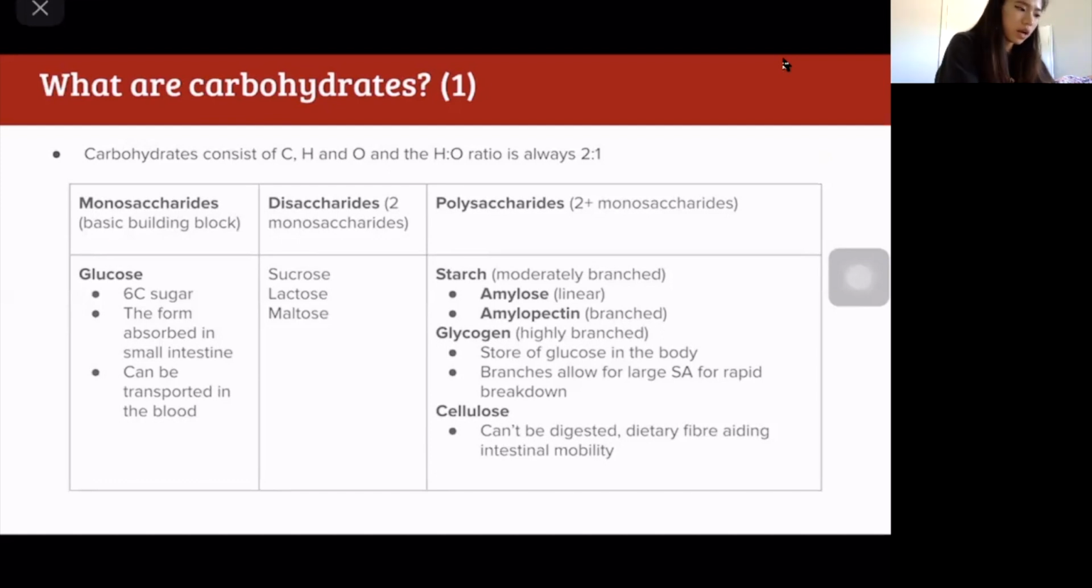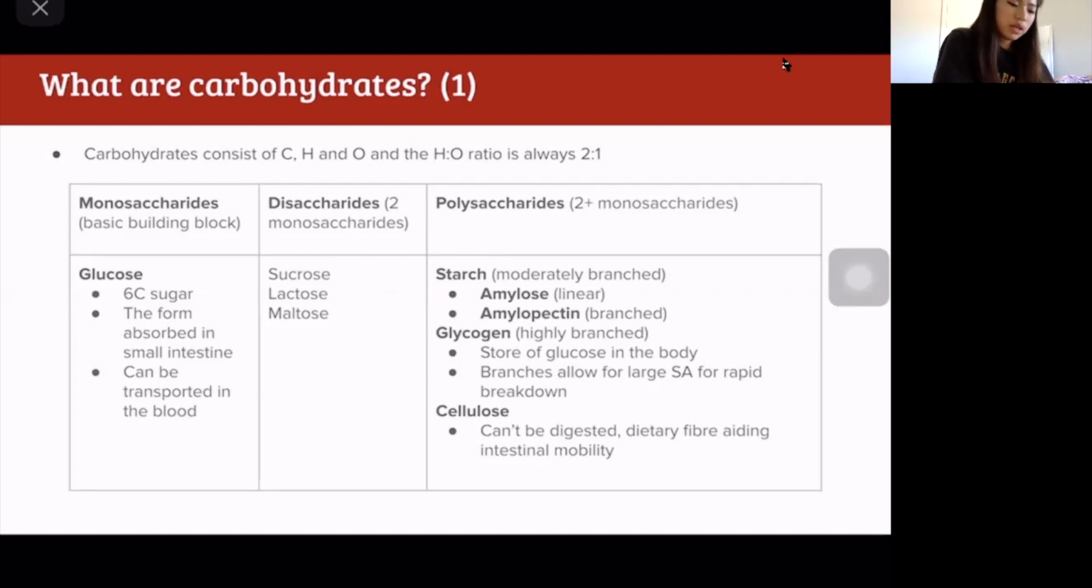So monosaccharides are the basic building blocks of carbs. A disaccharide is 2 monosaccharides, and polysaccharides are more than 2 of them. Glucose is a 6-carbon sugar. It is the form that the body absorbs, and it can be transported in the blood. Disaccharides are not so important. Polysaccharides are starch, glycogen, and cellulose.